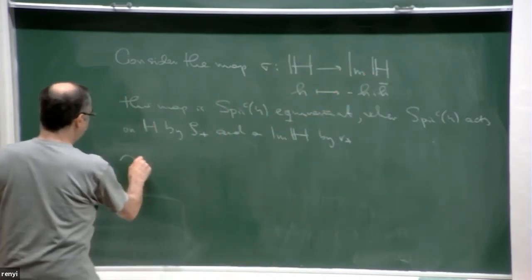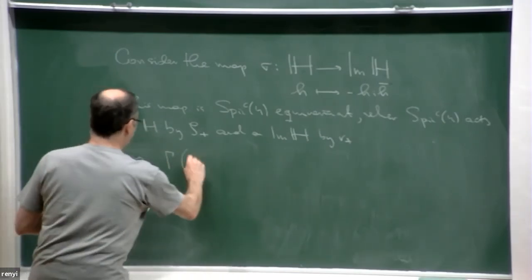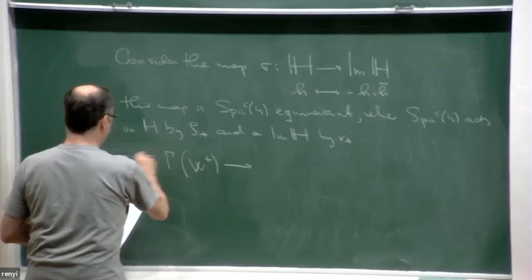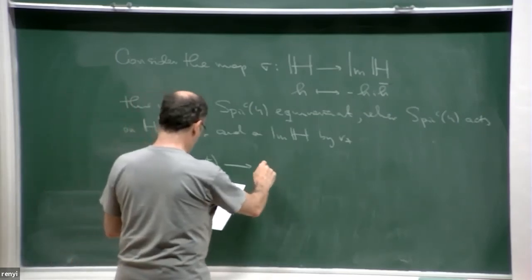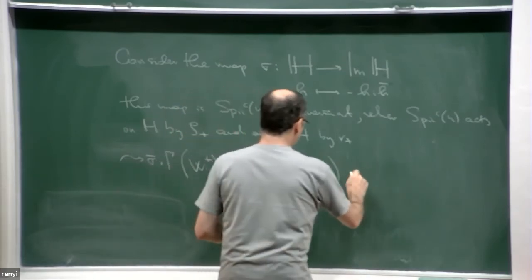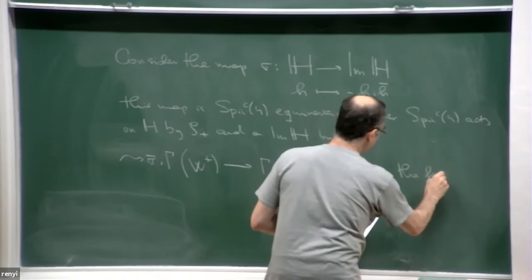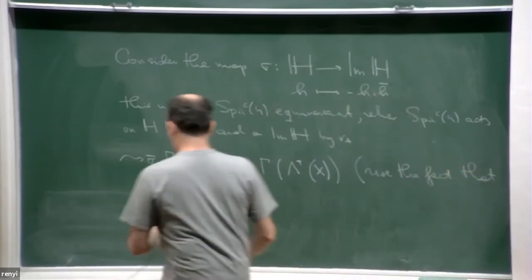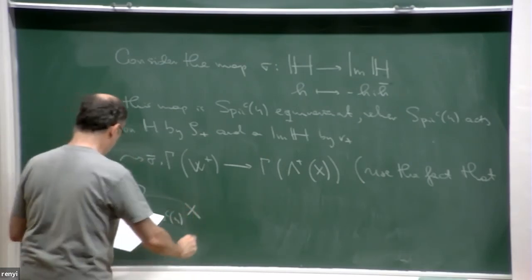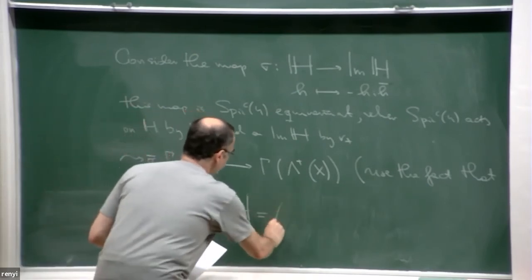Therefore, it also gives a map from gamma of W plus. I also denote it by sigma, or maybe sigma bar, from here to gamma of lambda plus of X, where we use the fact that if you take the principal Spin^c(4) bundle and associate to it with the R plus action, then you exactly get lambda plus.